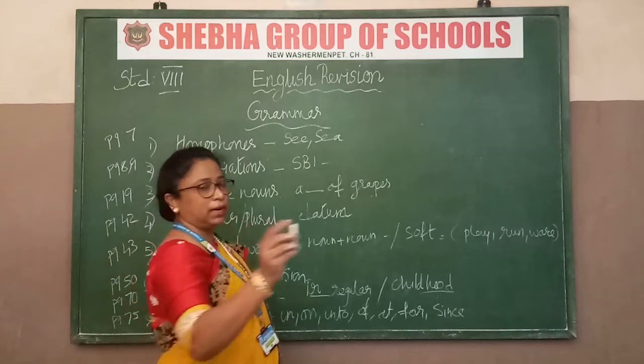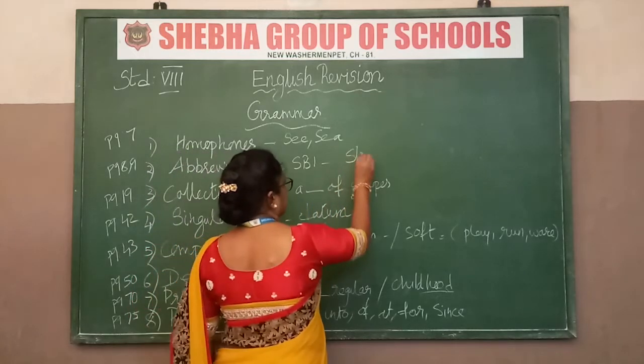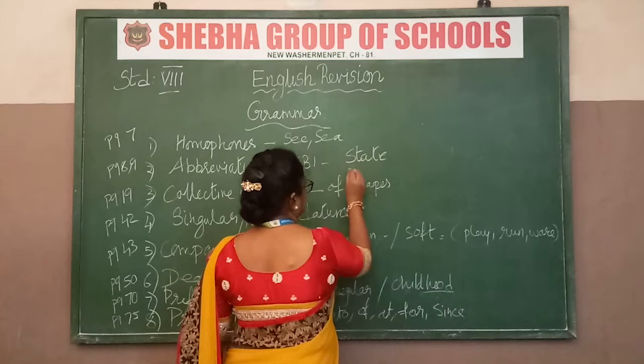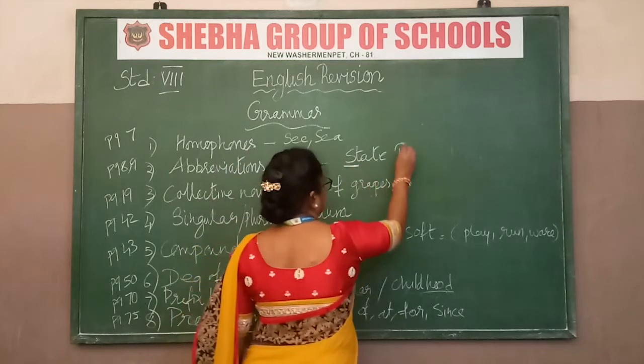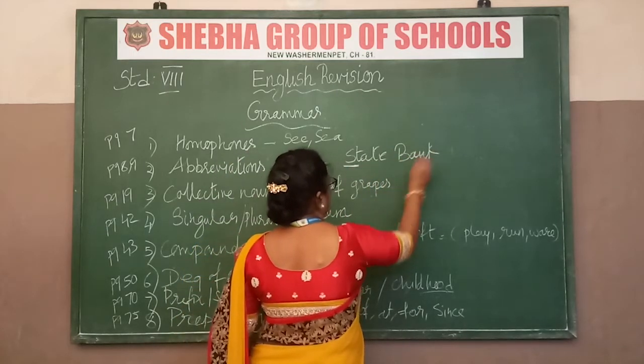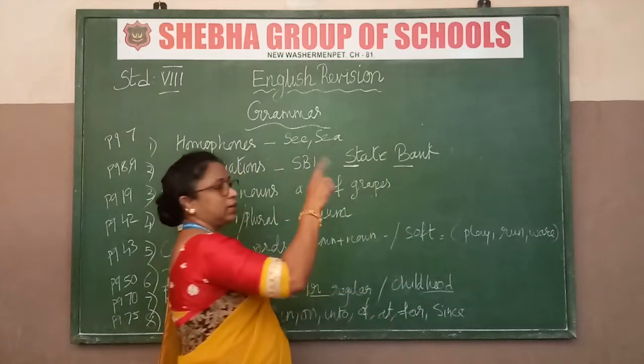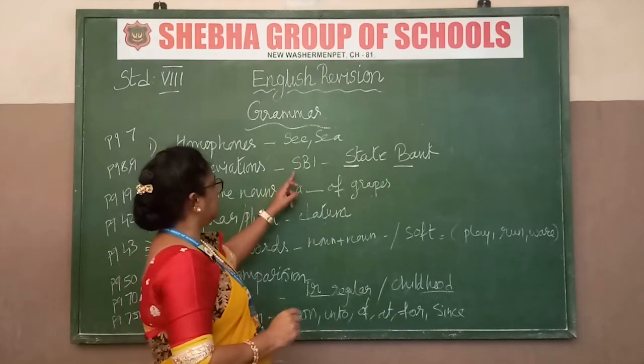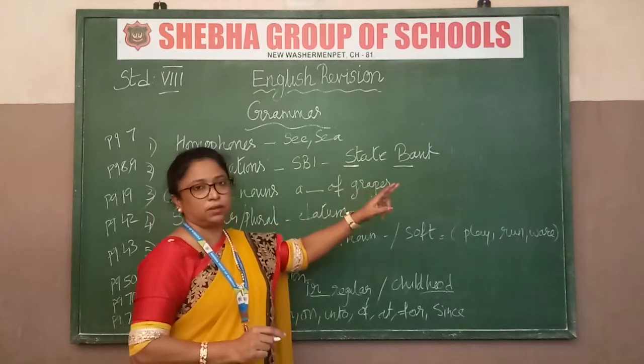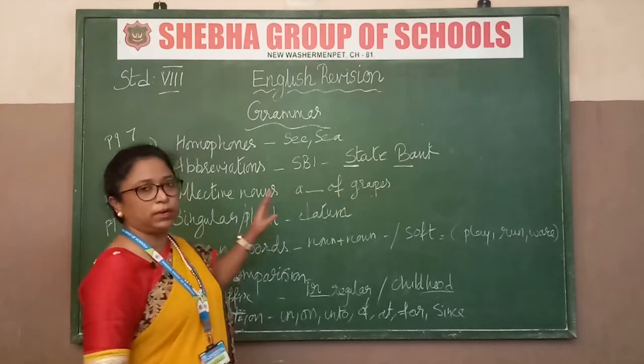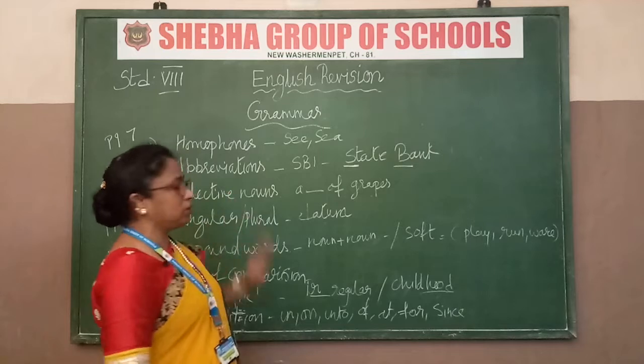See, for example, SBI I have given you. State Bank of India. When writing it, underline the S in State, the B in Bank, and the I in India. The abbreviated letters should be underlined. Use a black pen to underline it.